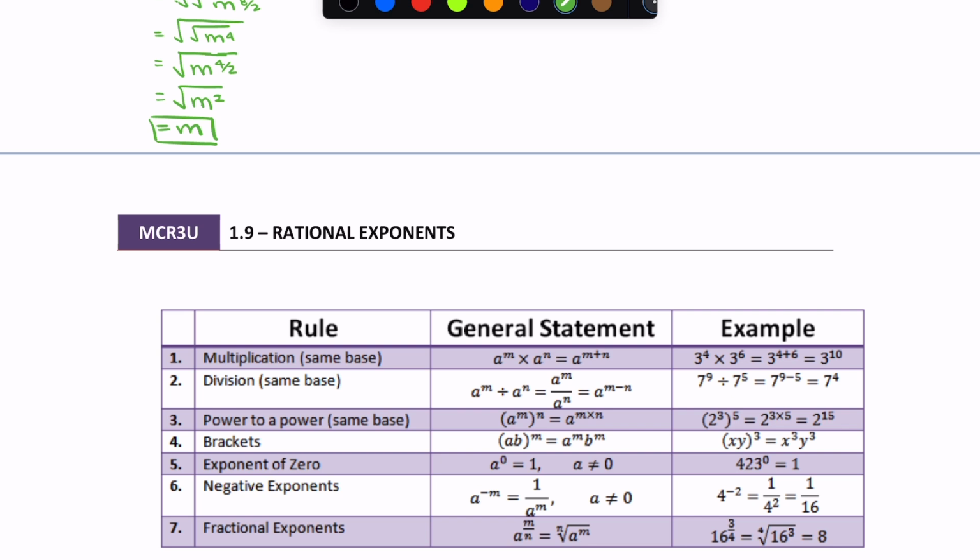And here are just some of the exponent rules to help us in terms of these types of questions.